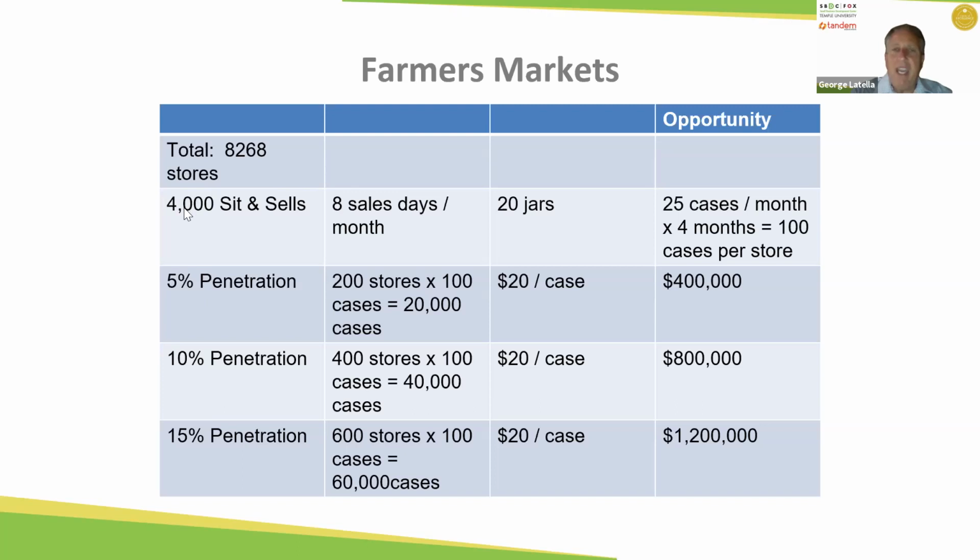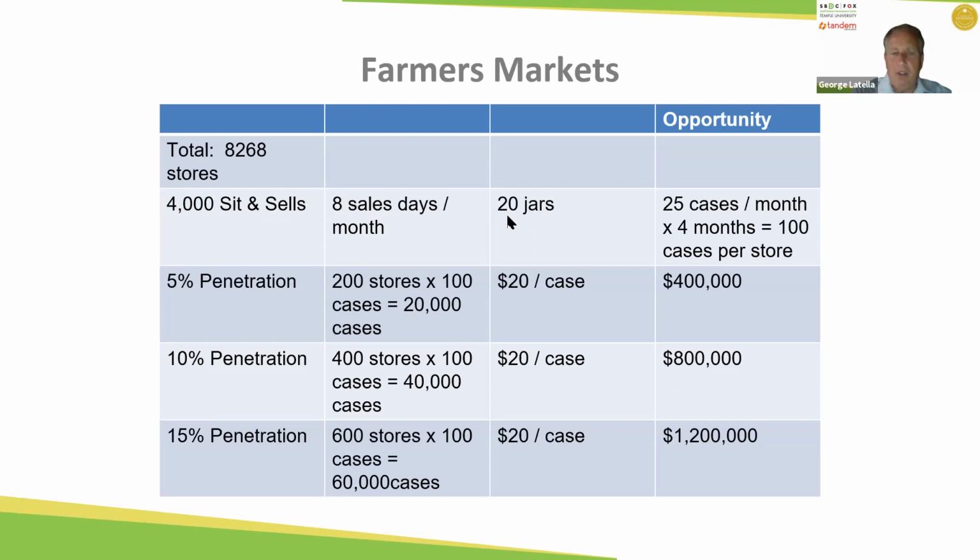But we said to them, hey, go rent some space at a local farmer's market, go set up a table and go talk to people and figure out what people want, figure out what people are willing to pay. So back then we said, okay, there's 4,000 of these markets. They typically are a Friday, Saturday, maybe a couple days a week. Maybe you're going to sell 20 jars.